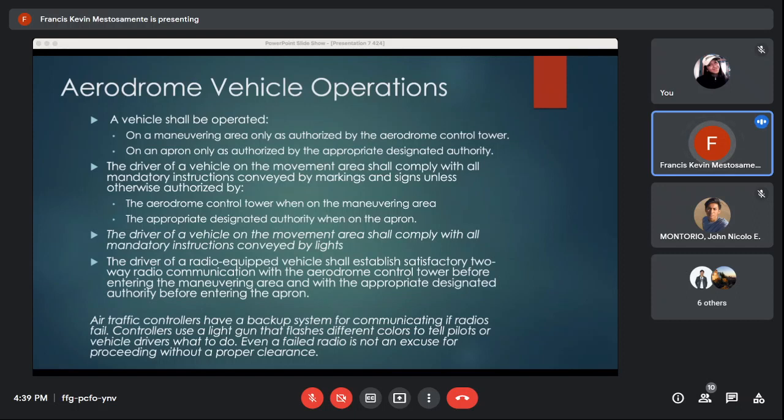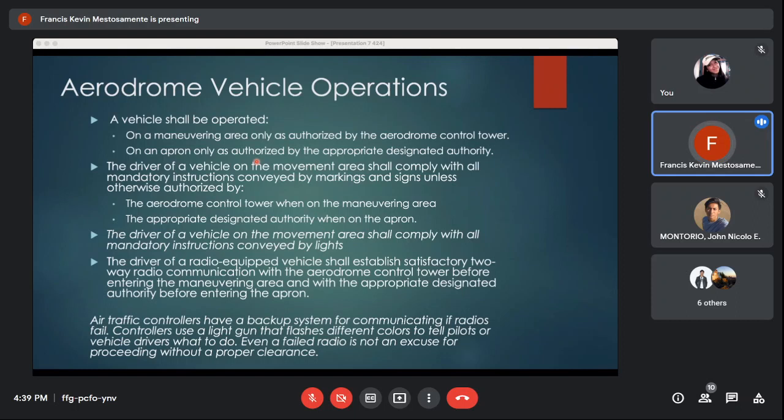Next slide, we got aerodrome vehicle operation. So aware naman kayo na we have four wheels operating on the aerodrome or on the airport. It's under the airline, the operators, or under the authority or the local authority. There are certain requirements seen on this slide for a vehicle to operate on the aerodrome area. On a maneuvering area, only as authorized by the aerodrome control tower. On the apron, sorry, only as authorized by the designated authority.